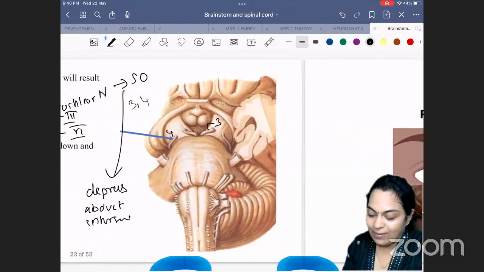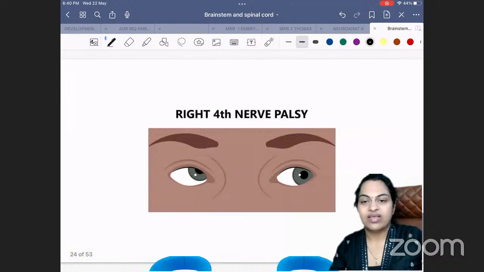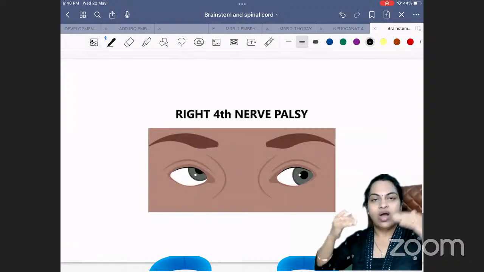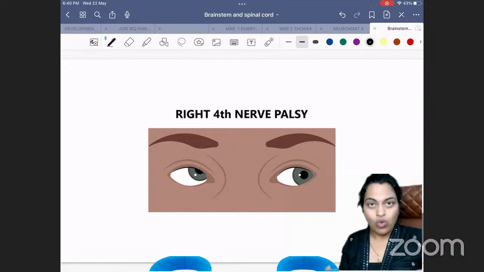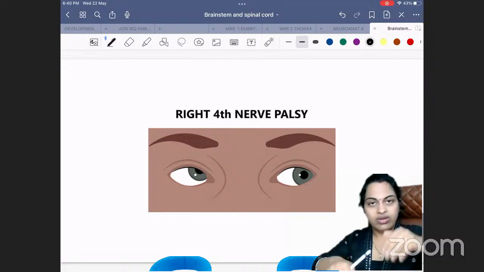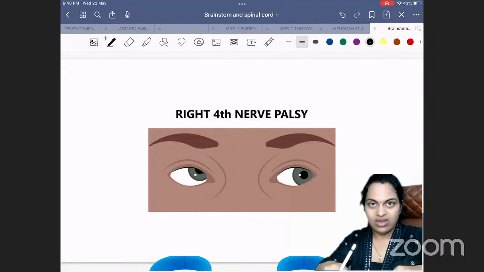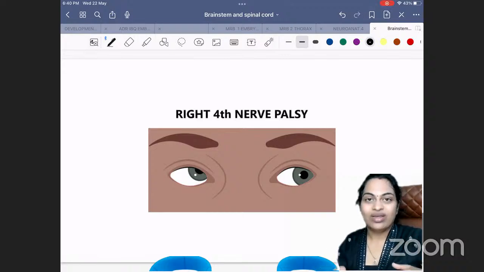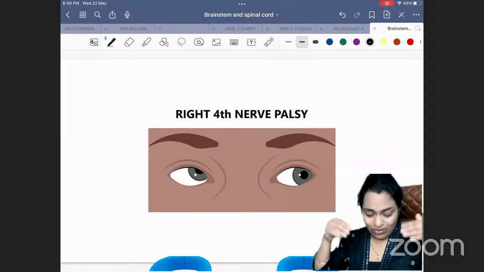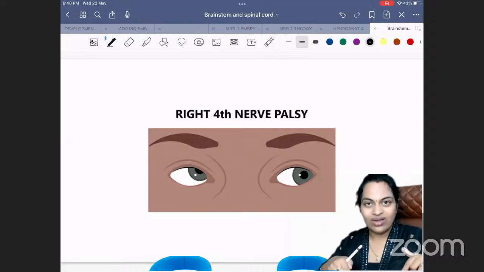So that's the right fourth nerve palsy: not able to turn the eye down and out. You want to read a book or a newspaper, or walk down the stairs looking down; you need the trochlear nerve and superior oblique for that. If the trochlear nerve is injured and the superior oblique is paralyzed, and you try looking down, your eyes are not looking down, okay?